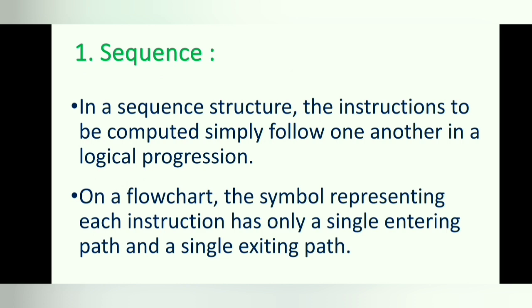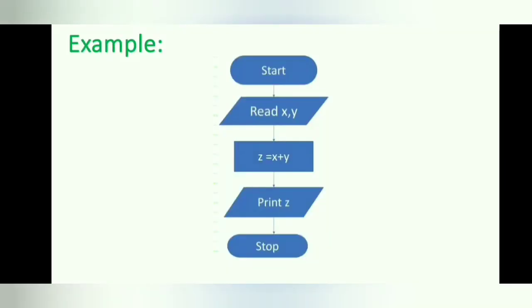Sequence. In a sequence structure, the instructions to be computed simply follow one another in a logical progression. On a sequence flowchart, the symbol representing each instruction has only a single entering path and a single exiting path. In this example, the first symbol is a terminal symbol, which is tagged as start. This symbol indicates the beginning of the flowchart.